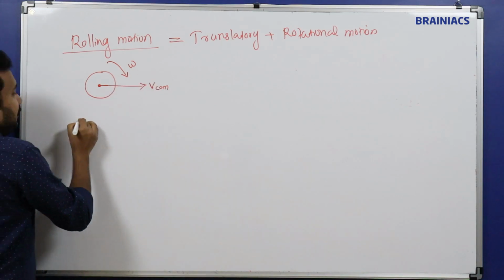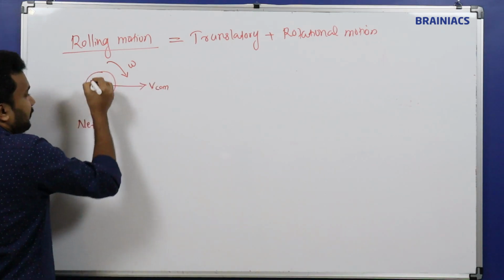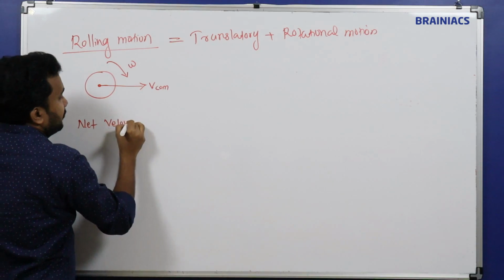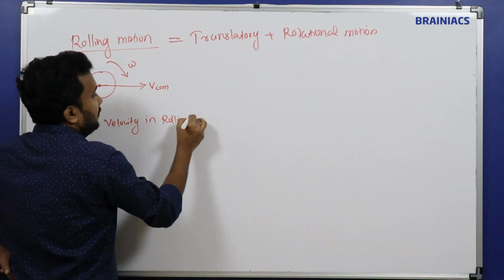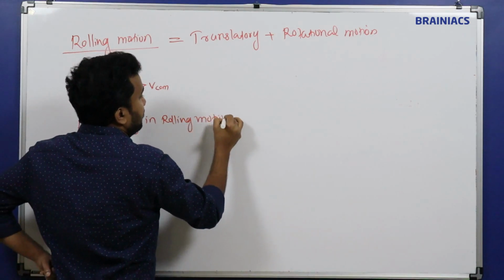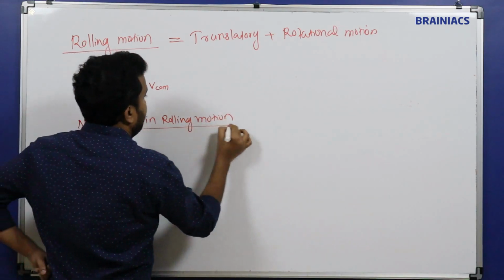Okay, so you can write the subheading under rolling motion: net velocity in a rolling motion. Net velocity in rolling motion. Listen to the board very clearly.